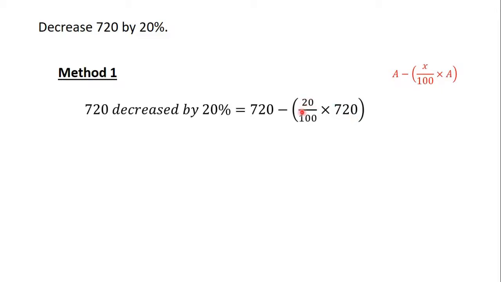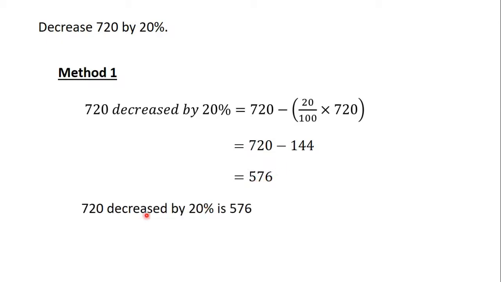That is 20 divided by 100 times 720. And this will give us 720 minus 144, which is 576. This means that if we decrease 720 by 20%, we are going to have 576.